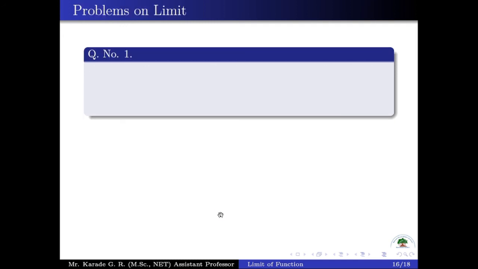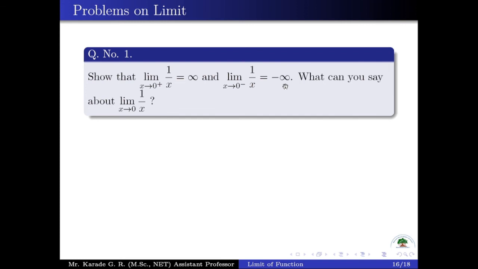Now let us see one question. Show that the limit of 1 upon x when x tends to 0 plus is equal to infinity, and the limit of 1 upon x as x tends to 0 minus is equal to minus infinity. And what can you say about the limit of 1 upon x as x tends to 0? All these things you can observe from the graph of 1 upon x function, but we will solve this problem here.